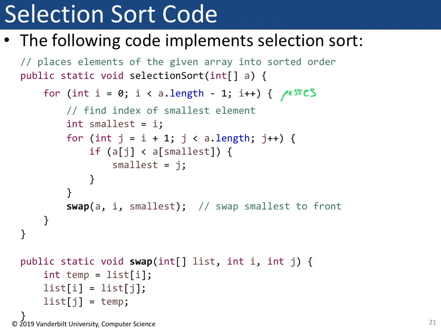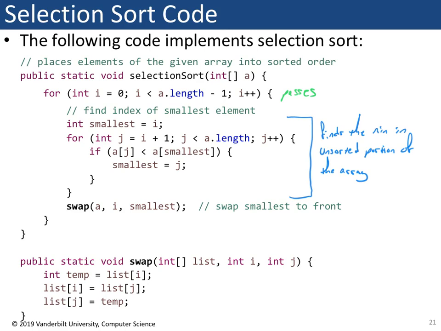This code finds the min in the unsorted portion of the array. That's all this does. And what gets stored in smallest is the index of the smallest value.